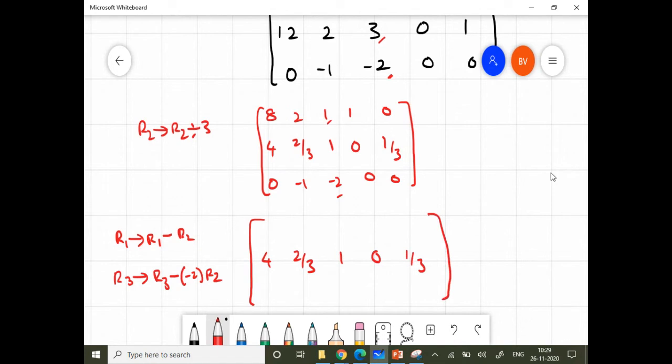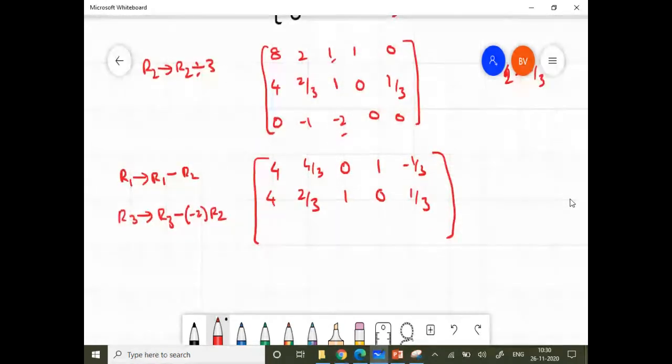Now using formula 1, write the first row. You know this reduction method. 8 minus 4 is row 1 minus row 2. 8 minus 4 is 4. 2 minus 2 by 3. What is 2 minus 2 by 3? 6 minus 2, 4 over 3. 1 minus 1, 0. 1 minus 0, 1. 0 minus 1 by 3, minus 1 by 3. Done.